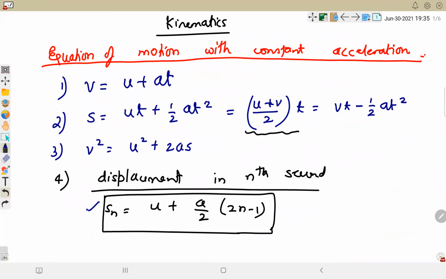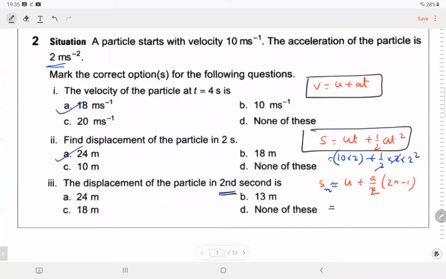This was the equation for displacement in nth second: u plus a by 2 times 2n minus 1. U was 10. Yes sir, something a little new, beyond the 9th-standard level. a by 2 times, what is the time? 2 seconds, which means we put n equal to 2. 2 into 2 minus 1. What is the answer? 13. 4 minus 1, so 10 plus 3, that is 13, sir.